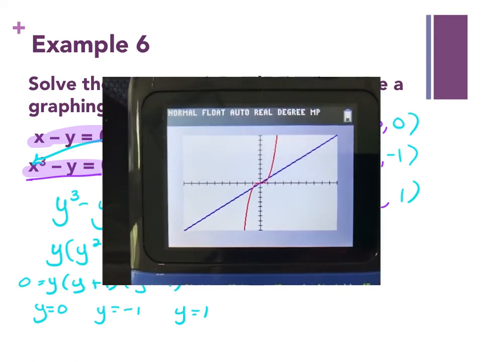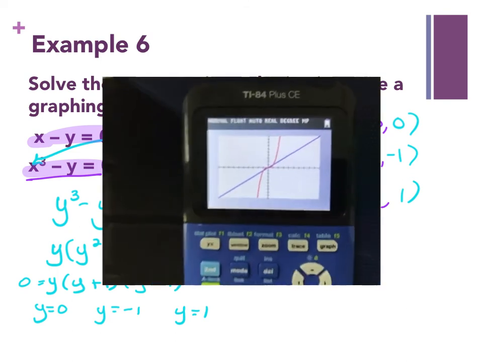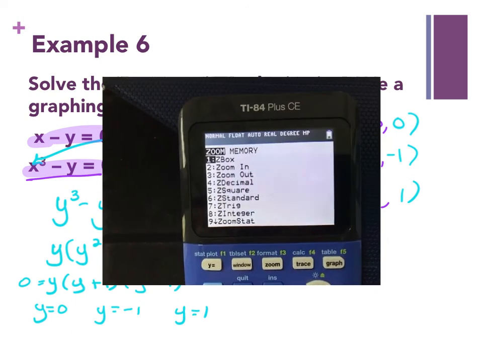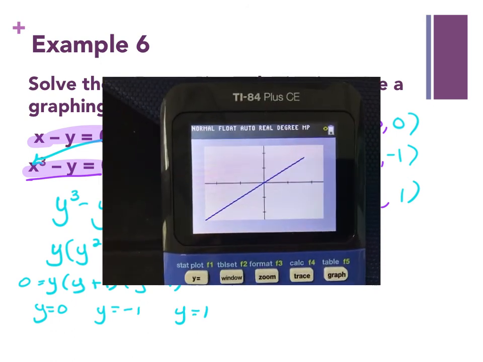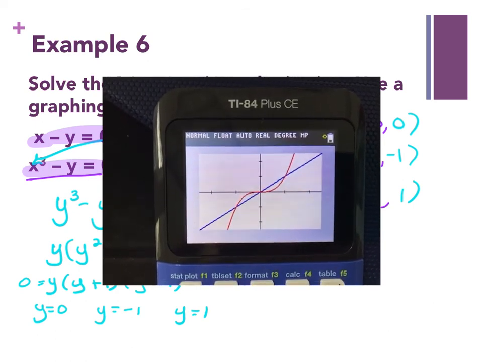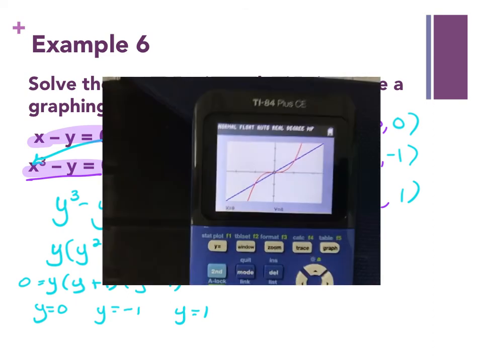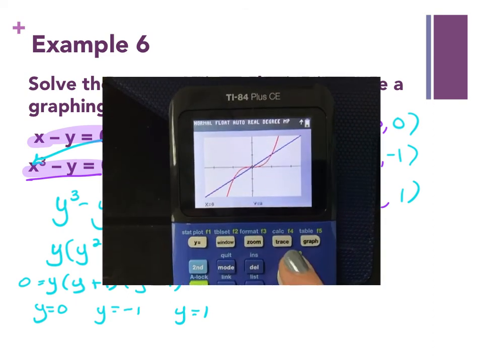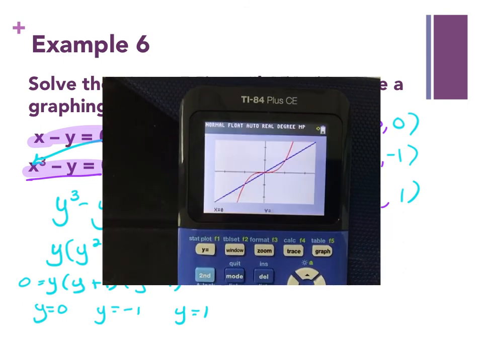So here's what my graphing utility looks like. Okay, it's kind of hard to see them because they're kind of close together. So I can always zoom in on this so I can see a little bit better. Okay, and it looks like they're crossing at -1, at 0, and at 1. If I want exact points, I go second, trace to get my calc menu, and I can go to intersect.